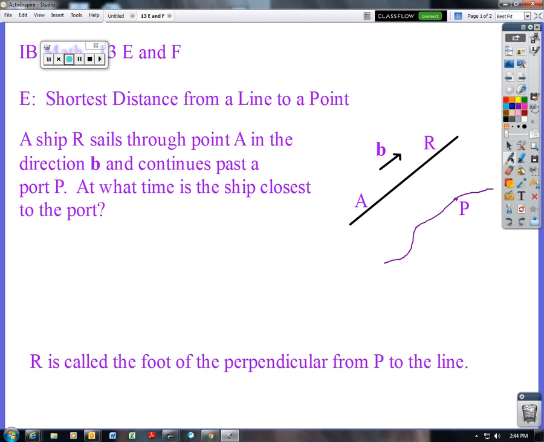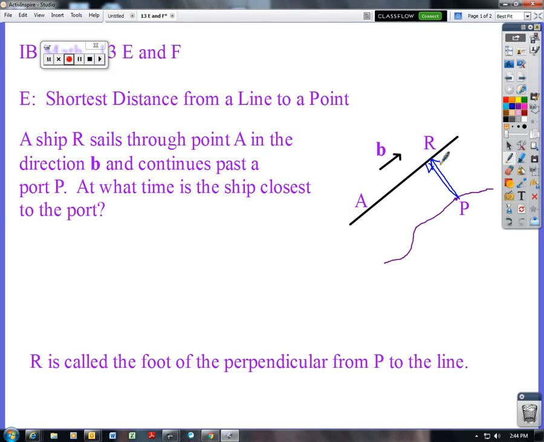So, from your geometry, you probably remember that the shortest distance from a point to a line is along the perpendicular. So, it's going to be that distance that's along that line segment I just drew. And using vectors, we could think of this as vector PR. The way that we would know that PR and AR are perpendicular is by their dot product equaling 0.